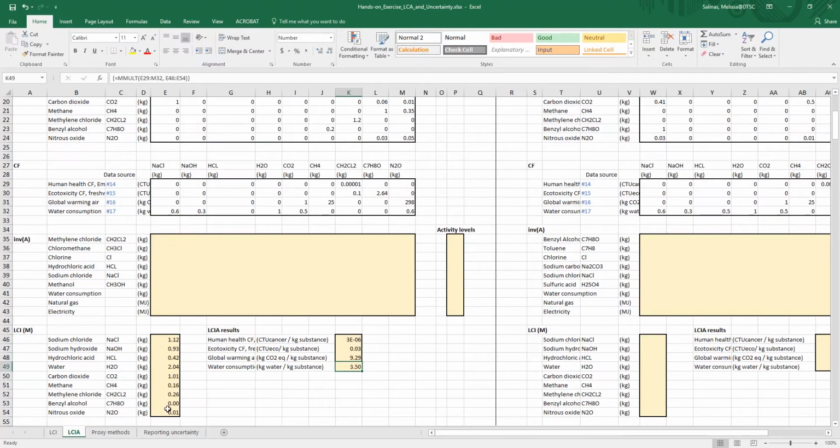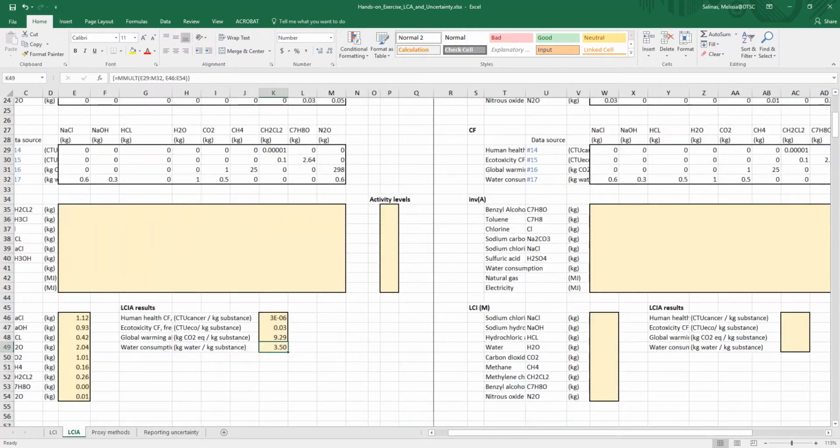Before it was just a list of elementary flows and their quantities. Now we are talking about environmental impacts. Before it was just flows. Now we have aggregated those flows into environmental impact scores. So this is a characterized result that you are seeing here.